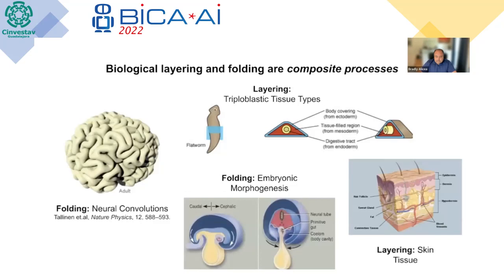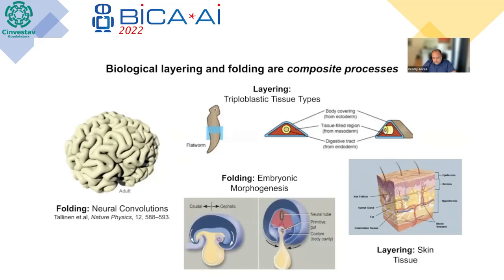So biological layering and folding is actually a composite process in biology. And you see this in a number of systems. It has very broad applicability across biological systems. You see this in the neural convolutions on the surface of a mammalian brain, especially the human brain. This is where the tissue becomes too large for the skull, and it folds to maximize its surface area.